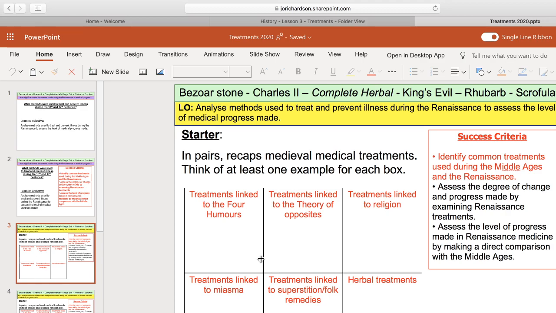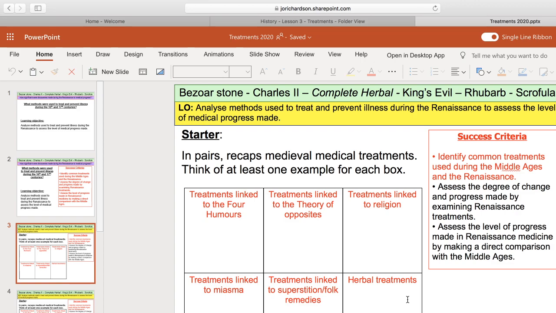So all I want you to do is to think of at least one example for each box, and don't do yourself a disservice by just not pausing it and testing yourself. You're only harming yourself. So please make sure that we're looking at least one example for medical treatments linked to the four humours, treatments linked to the theory of opposites, religion, miasma, superstition, and herbal treatments.